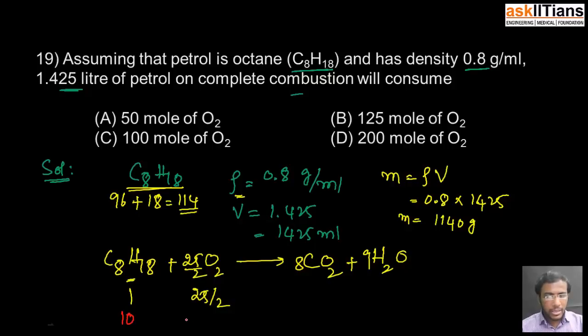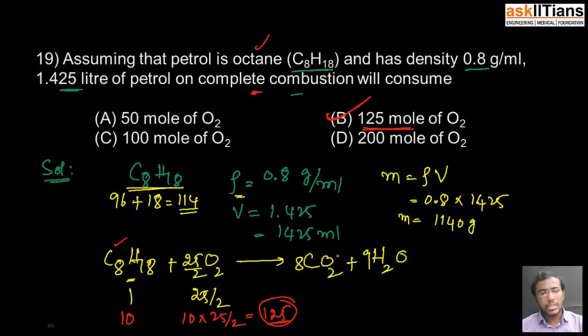will require how many? It requires 10 into 25 by 2, right? So how much is this? 2 fives are 10, 25 fives are 125 moles of oxygen you actually require. 125 moles. So option D is the correct one. That is 125 moles of oxygen you require for the complete combustion of 10 moles of C8H18, that is octane. So here just calculate the number of moles and use the balanced equation to get the answer.